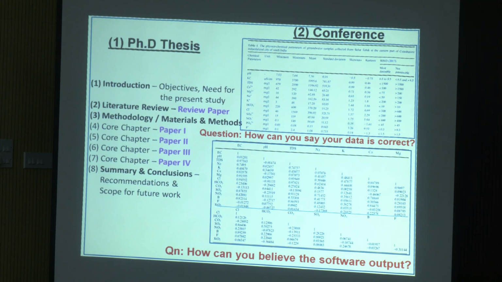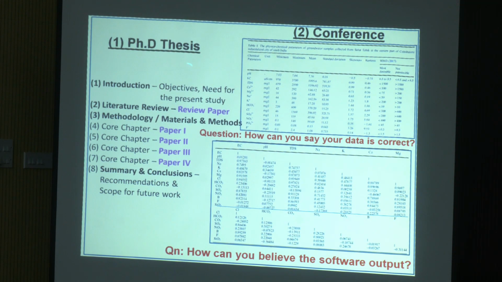Then literature review. If you really do a good literature survey, definitely you can publish one paper. Okay, a review paper you can publish from this particular chapter. Then the third chapter may be methodology or materials and methods. Then your core chapters will come into the picture. You can include 2 core chapters or 3 core chapters, maximum up to 4 core chapters. Then you can go for summary and conclusion. Here you should give recommendations. This is very important. Then scope for future work.